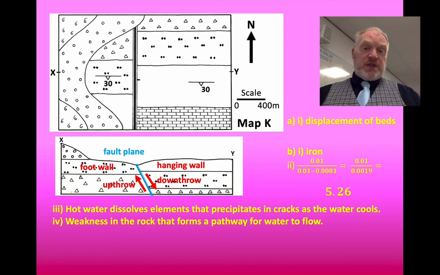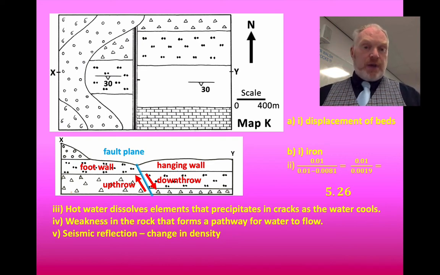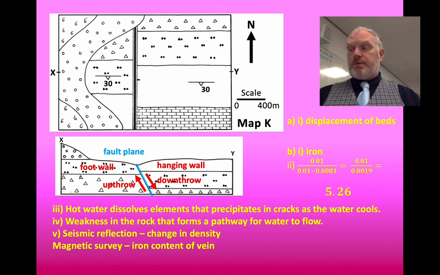Now, if we're going to use geophysical prospecting to find this, hematite, because it's dense, gives us a couple of options. We can use seismic reflection. So earthquake waves are going to be reflected or even refracted by this very dense material. And also because it's iron, it could be magnetic. So a magnetic survey might pick this up.